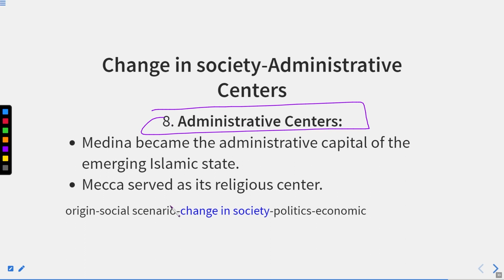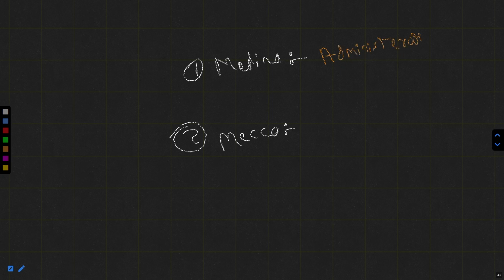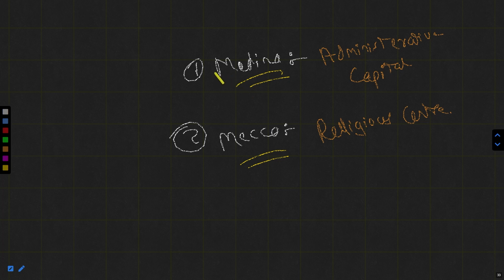Administrative centers. Medina became the administrative capital of the emerging Islamic state. Makkah served as a religious center. Okay, so remember the two important cities, Medina and Makkah. Medina was the administrative capital. Makkah was the religious center. So remember this. The significance of Medina in the Islamic world was as the administrative capital, whereas the significance of Makkah was as the religious center. Alright.